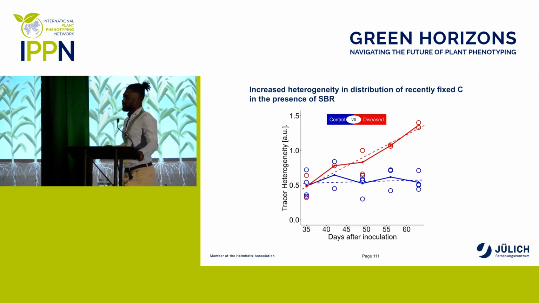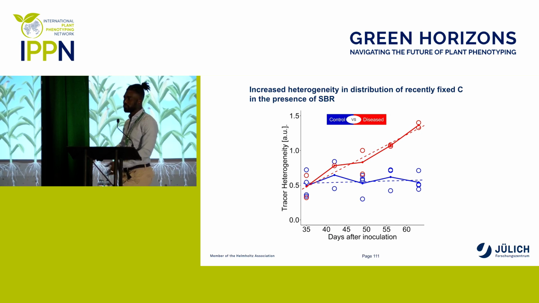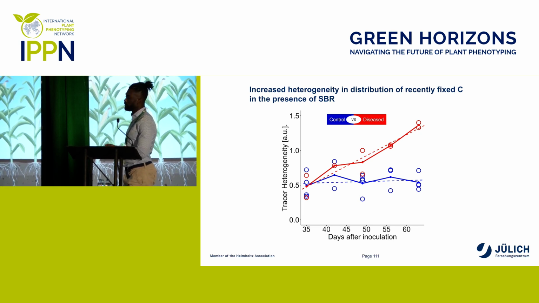The next thing we did was to estimate heterogeneity in the tracer distribution as an indicator of deviation from normal distribution. Normal distribution, as in how homogeneously the tracer was distributed in the healthy sample in relation to what we've seen in the disease sample.